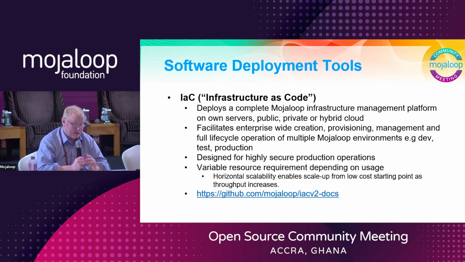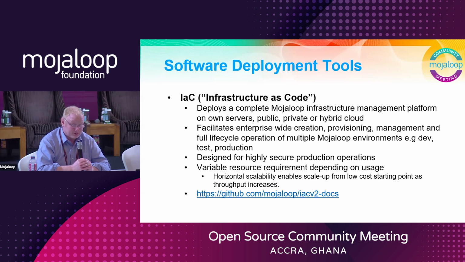Those of you familiar with carrier grade or telco grade infrastructure operation will be aware that, or even actually most common tech businesses these days will have more than one instance of their platform running at any one time. There's very often at least one development platform, a QA and test environment, and a production platform itself. So our IAC deploys a management control center, which allows you to create and manage a number of Mojaloop environments for those various purposes. It's designed out of the box to give you a deployment that's highly secure for production operation.